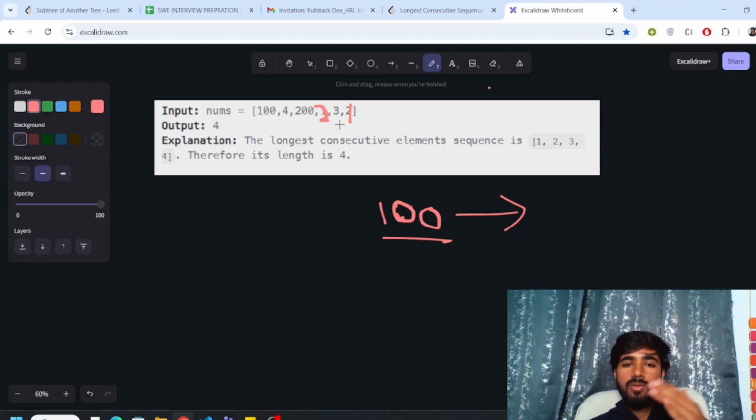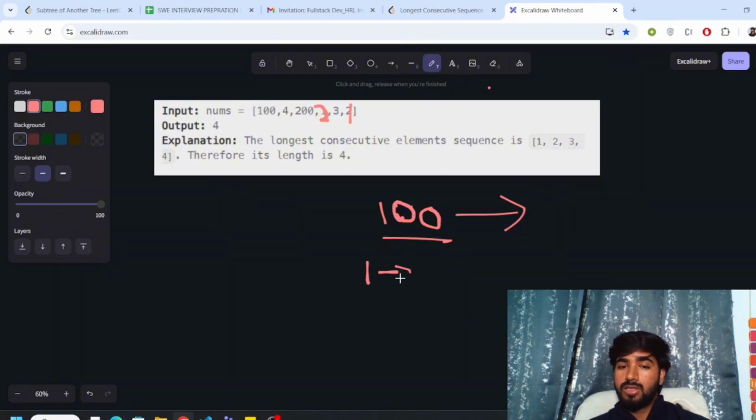Same thing with 3. 3 minus 2, 2 exists. Yes. We know that 3 minus 1 is 2. So 2 is in the list, which means 3 cannot be the starting point of the series. We moved on. 1. 1 minus 1, 0. 0 doesn't exist in this list. So now we know 1 is the starting point of the series.